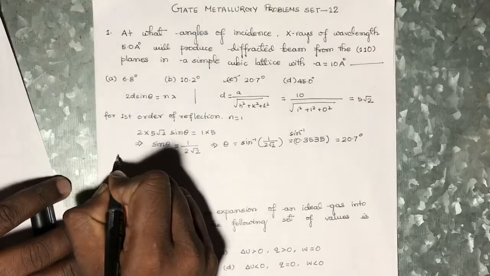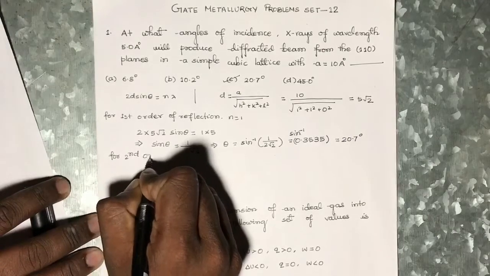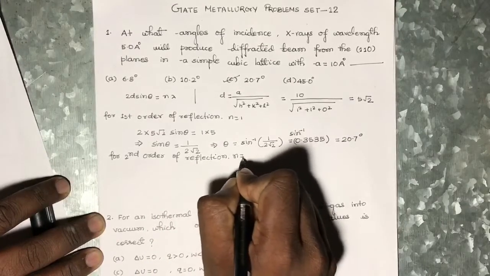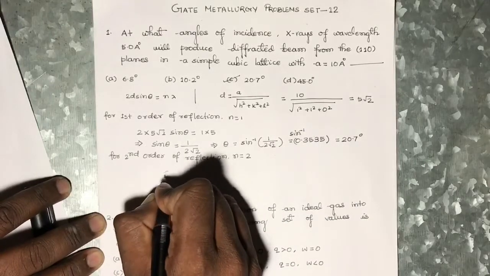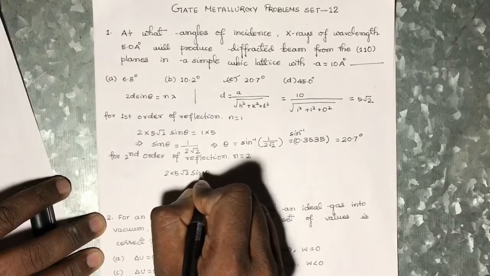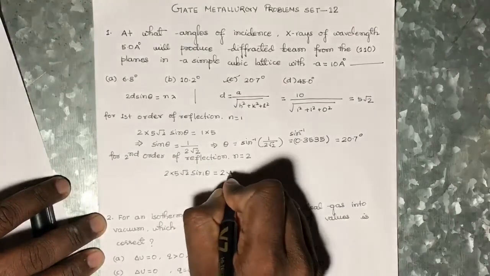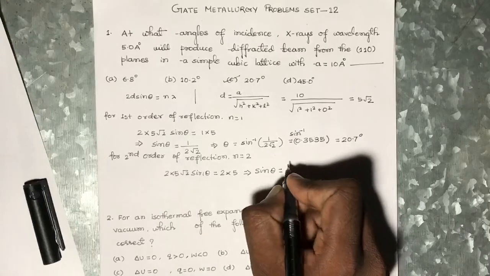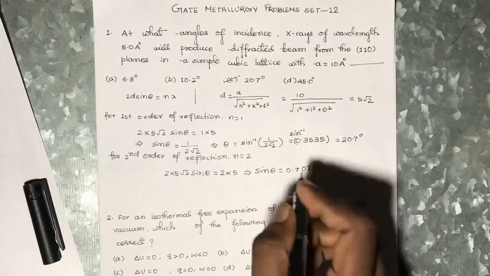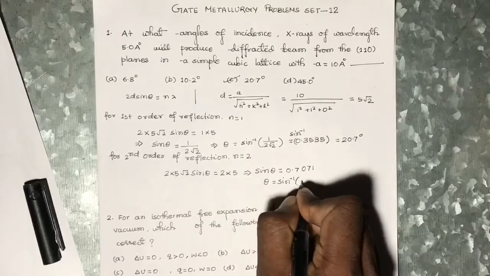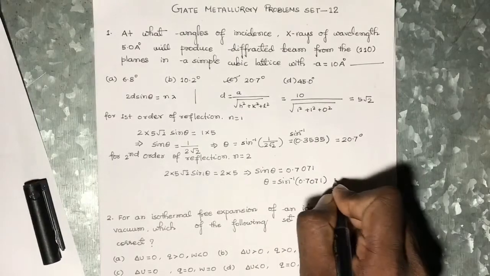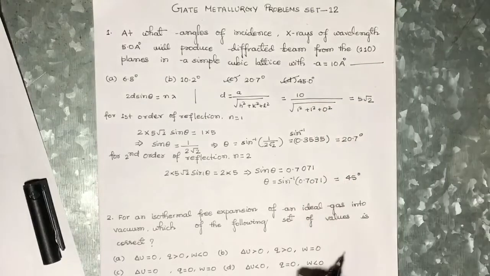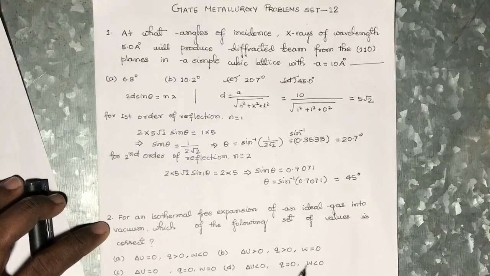Now let's check for the second order of reflection. So now for second order of reflection, we have to take the value of n equal to 2. And again applying Bragg's law, that is 2d sine theta will be equal to 2 into 5, and in this case also sine theta will be equal to 0.7071 will be the answer, and theta will be equal to sine inverse 0.7071, and this will be equal to 45 degree. So option D is also correct in this case. So both option C as well as option D are correct for the first case.